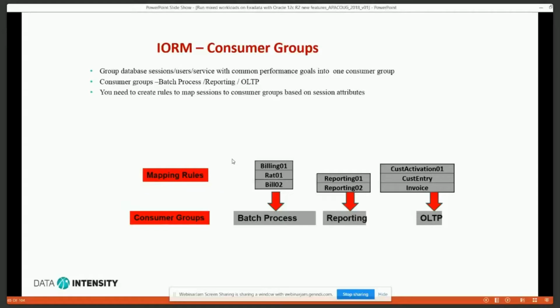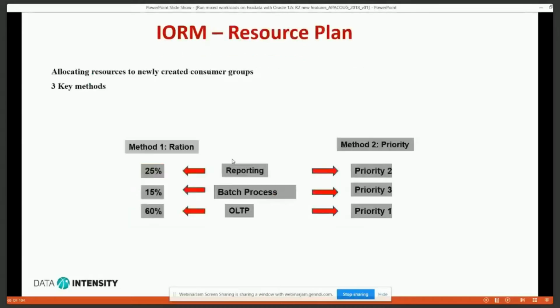So I create consumer groups and I create mapping rules. Say I pick billing, rating, and billing user two as they do a batch kind of operation. Then reporting one and reporting two users do the reporting kind of operation. Then customer activation, customer entry, invoicing is an OLTP operation. So basically I created three consumer groups. Then I allocated resources.